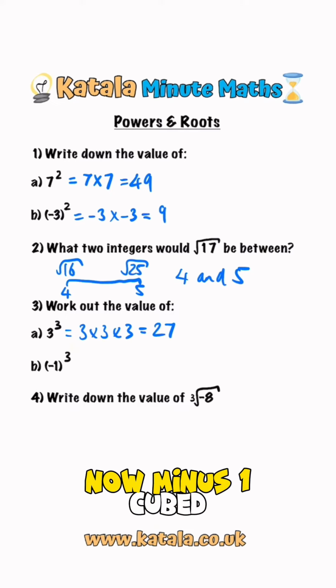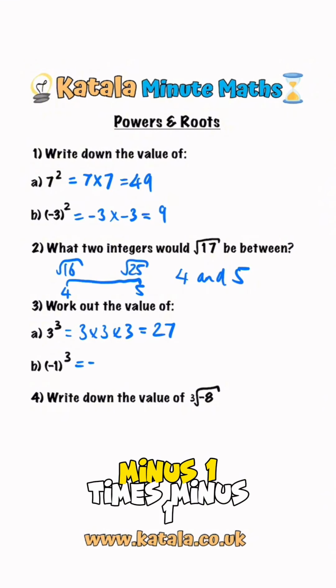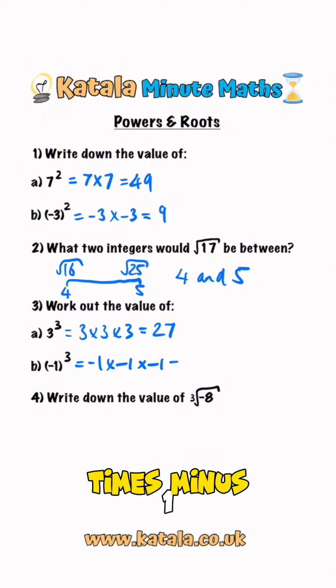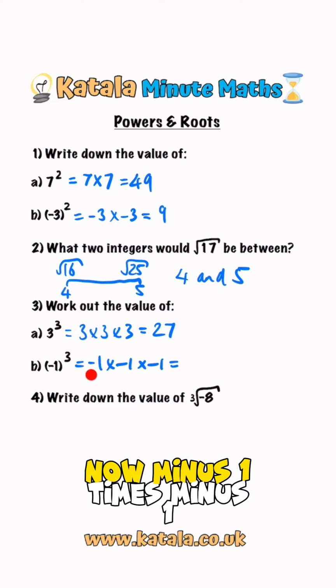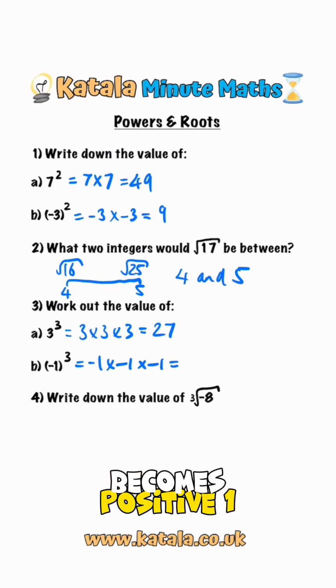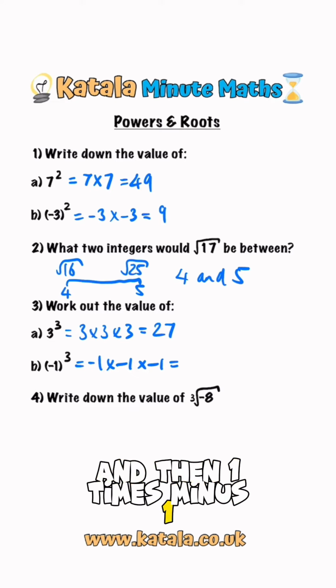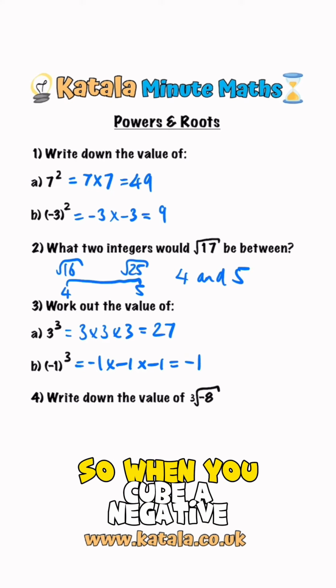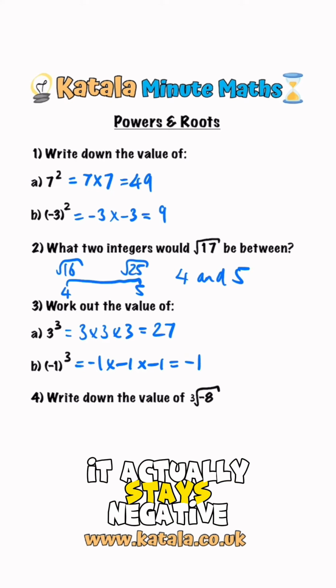Now minus 1 cubed would then be minus 1 times minus 1 times minus 1. Now minus 1 times minus 1 becomes positive 1, and then 1 times minus 1 goes back to negative 1 again. So when you cube a negative number, it actually stays negative.